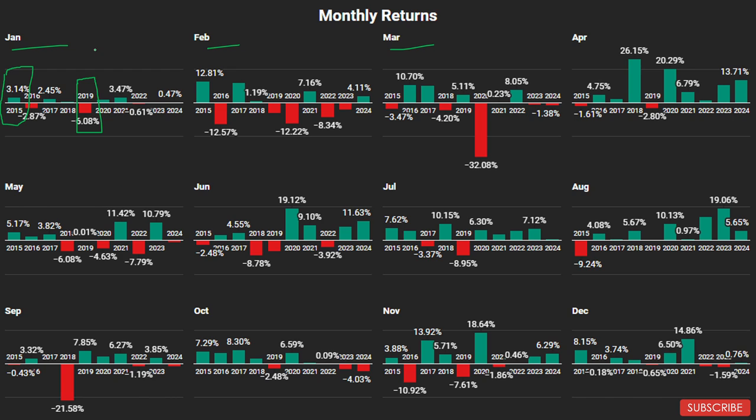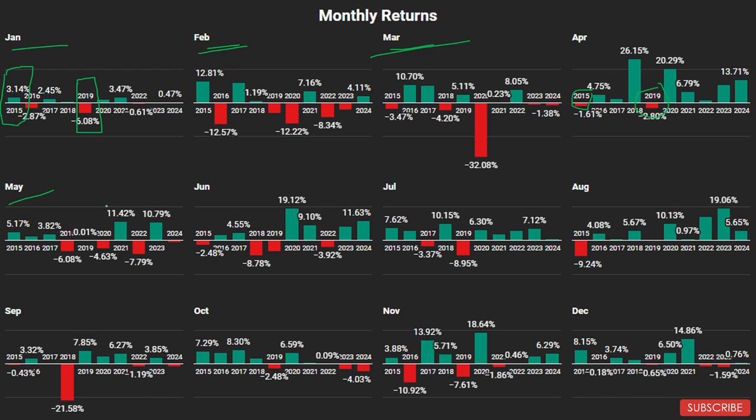January gave positive returns 7 times out of 10, so a good month for this sector. February is an average month with 5 positive and 5 negative returns over the last 10 years. March again same, 5 positive, 5 negative. April seems to be a good month for this sector, as in the last 10 years only 2 times it gave negative returns, in 2015 and 2019. The rest 8 times April gave positive returns.